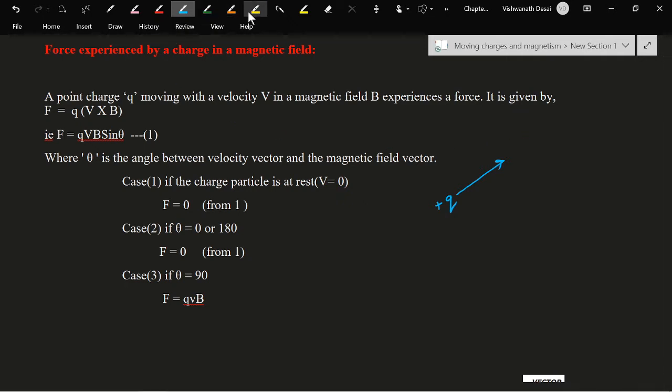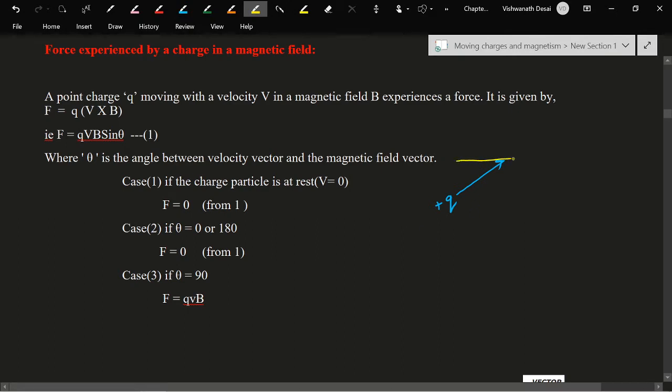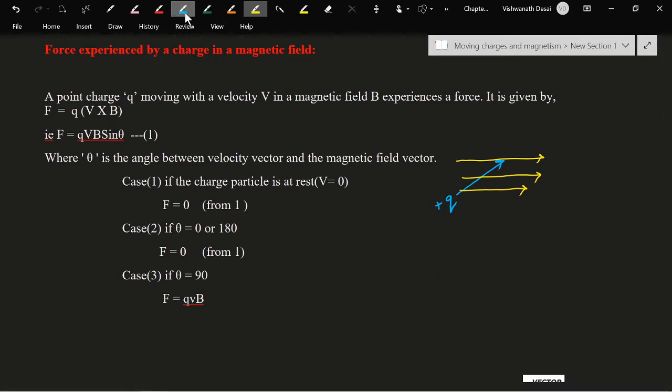Suppose I immediately apply a magnetic field in the path of the moving charge. Then what happens? It cannot move straight. It experiences some force.